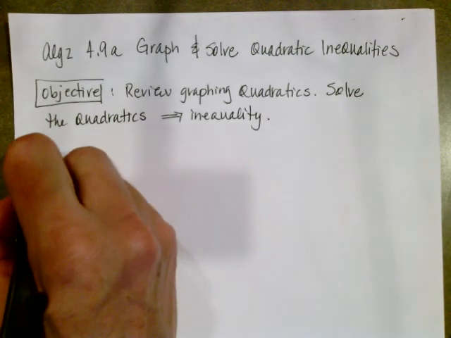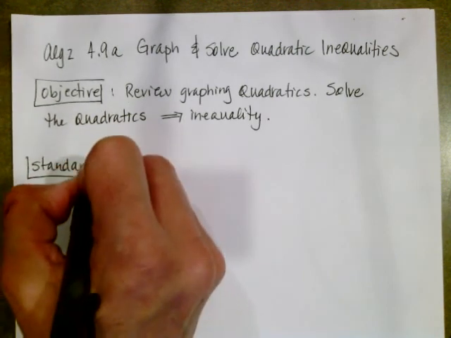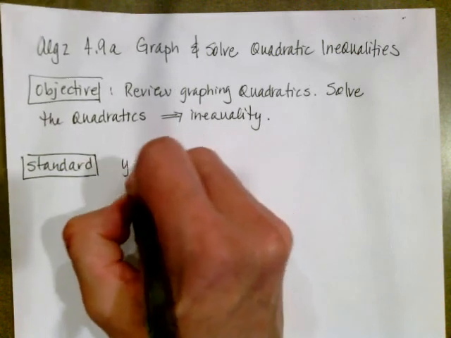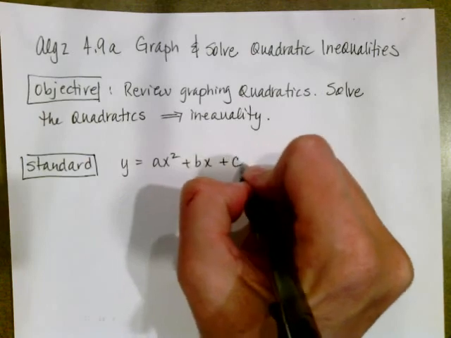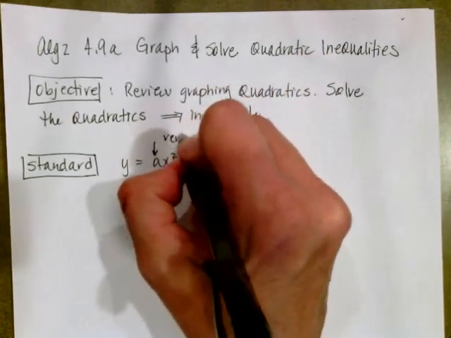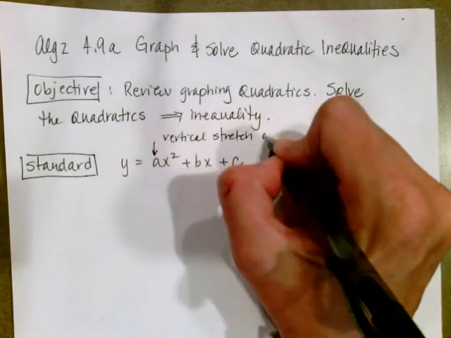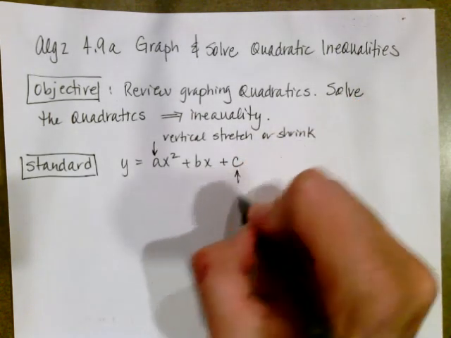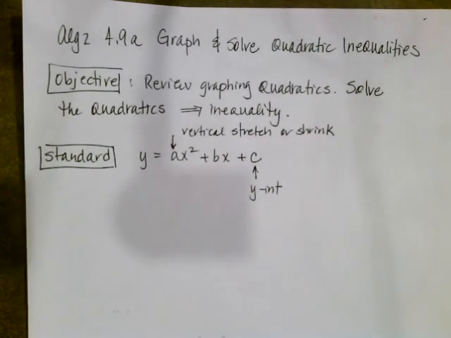All right, so first let's go back and review what the standard form for a quadratic actually is. And that's going to be y is equal to ax squared plus bx plus c. If you'll remember, a is your vertical stretch or shrink, and then c is going to be the y-intercept, which is really helpful if we're graphing.